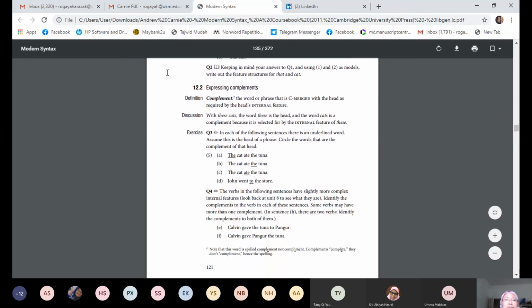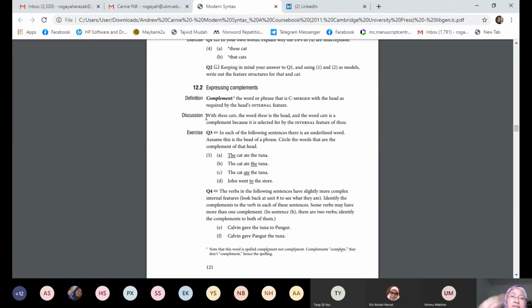We go on to expressing complements. Complement: the word or phrase that is merged with the head as required by the head's internal feature. It's just that word that satisfies the subcategorization of the internal of the determiner, that is the complement. With these cats, the word this is the head and the word cats is a complement because it is selected for by the internal feature of this. This is just him summarizing.